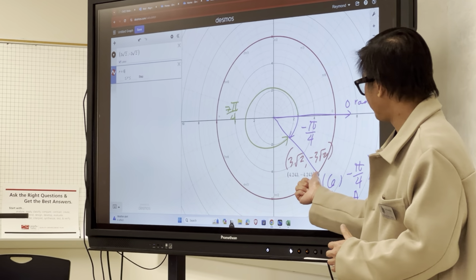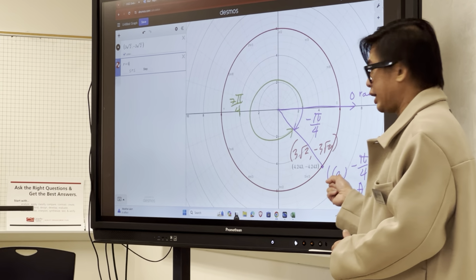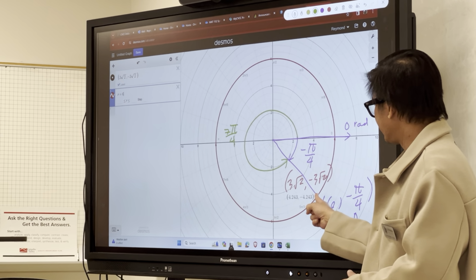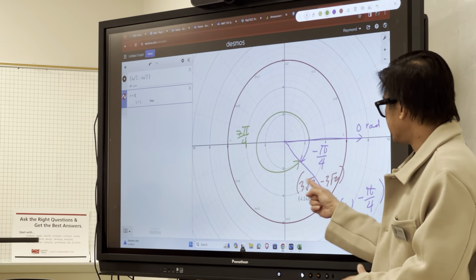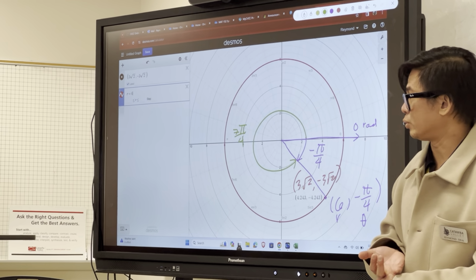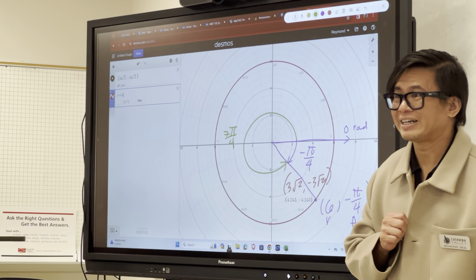Once again, we have verified that a circle with radius 6 and with angle negative pi over 4 will give us an x and y coordinate as follows: 3 square root of 2 and negative 3 square root of 2. And both are in quadrant 4. Questions?